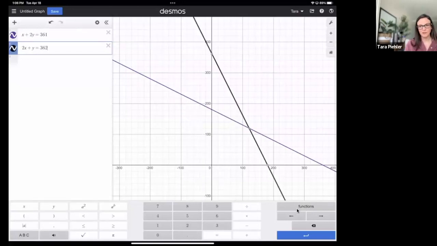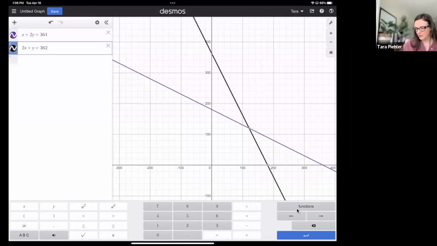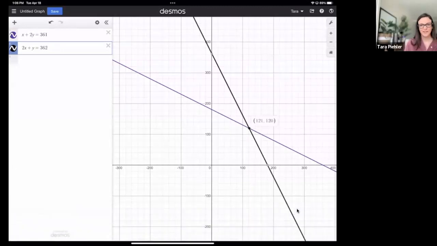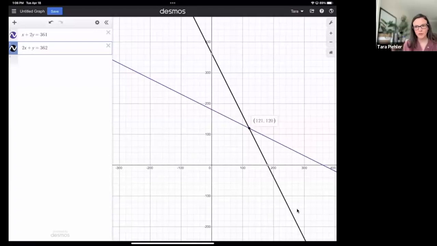Aha! Does everyone see where they intersect? Here's the moment of truth. Is it 120 and 121? Let's see. Ding, ding, ding! So Grace is correct. That is the point at which both are correct, and she found out Tweedledum's weight and Tweedledee's weight, which are x and y, is now 121 and 120.